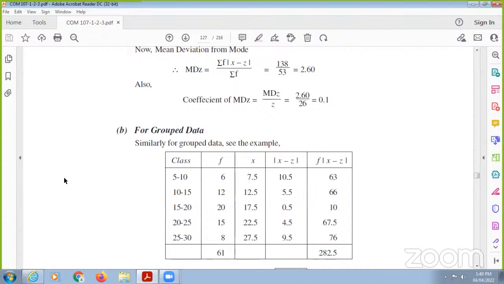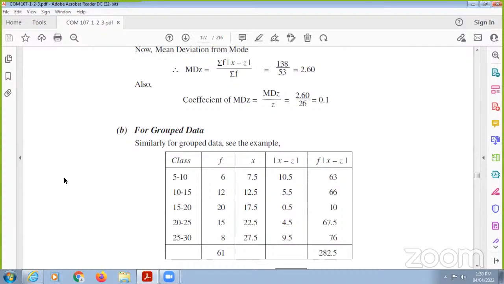Third column: 7.5, 12.5, 17.5, 22.5 and 27.5. Now x minus mode z, here the difference will be 10.5, 5.5, 0.5. That means 17.5 minus 17, 0.5. Then 22.5 minus 17, 4.5. Then here 9.5 is the last one.